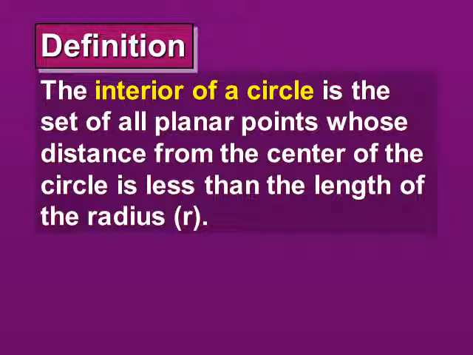The interior of a circle is the set of all the points on the plane whose distance from the center of the circle is less than the length of the radius. So let's look at an example of that. Here we have circle O again. This would be the interior of the circle. O is a point that is on the interior of the circle. The circle itself is not part of the interior, so just as we were talking about angles before, the same thing applies to circles.